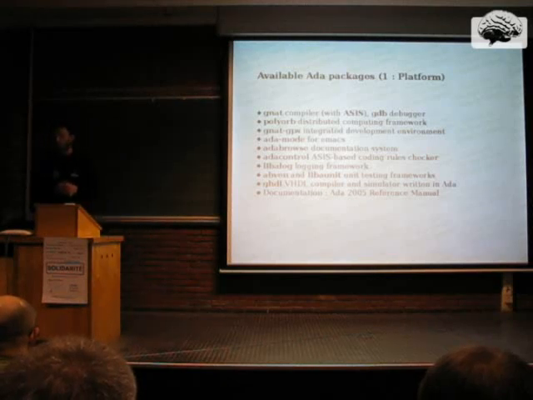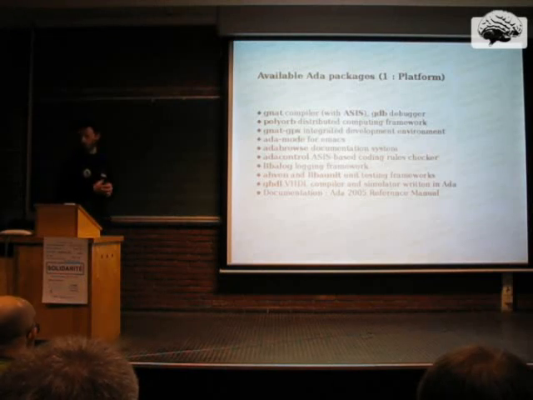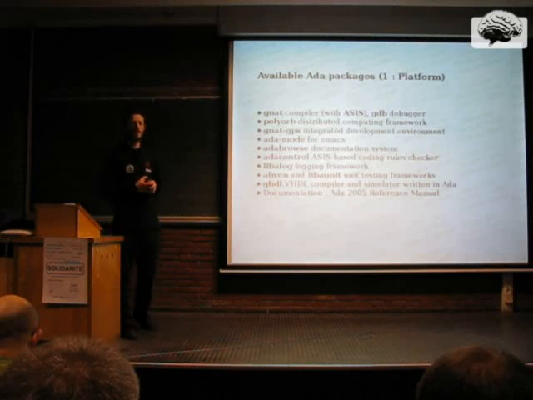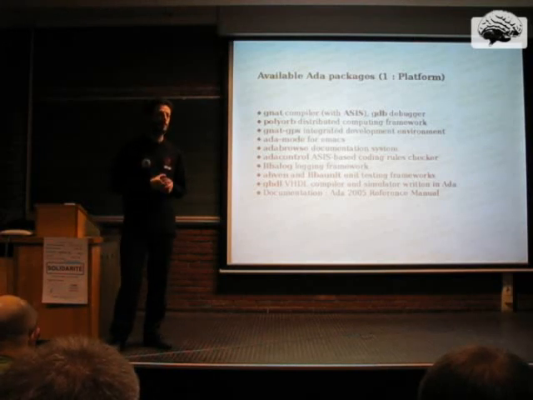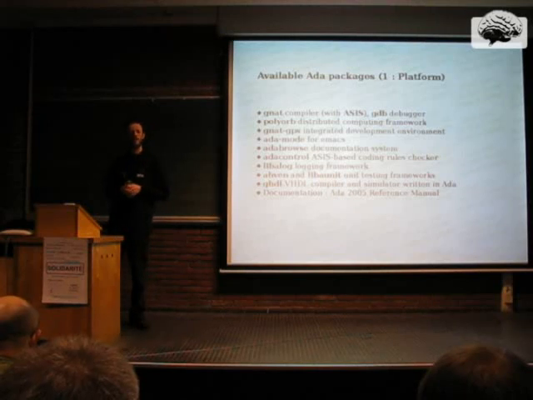Which is also provided, and Ada mode for Emacs, of course, which is simply part of Emacs. Ada Browse is a documentation system that is based on ASIS. So it uses ASIS, so it reads the abstract syntax trees from the compiler, and then it extracts documentation about your sources, and emits them in HTML with cross references in HTML.